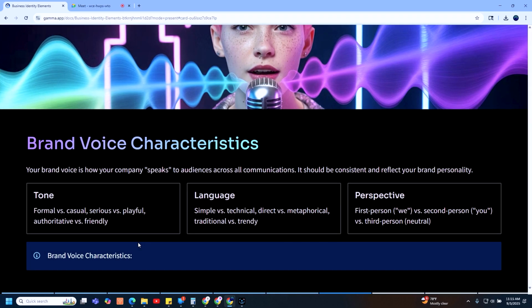Brand voice and characteristics. Your brand voice is how your company speaks to audiences across all communications. It should be consistent and reflect your brand personality. A couple things to consider in the brand voice: tone, language, and perspective. Tone: formal versus casual, serious versus playful, authoritative versus friendly. Language: simple versus technical, direct versus metaphorical, traditional versus trendy. Then perspective: first person, we, versus second person, you, versus third person, neutral.